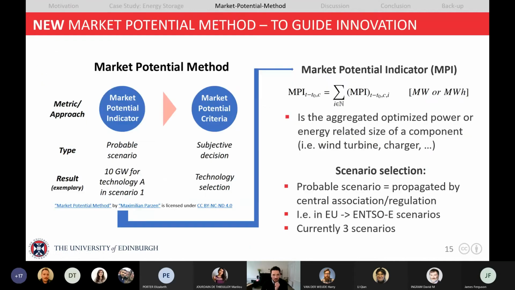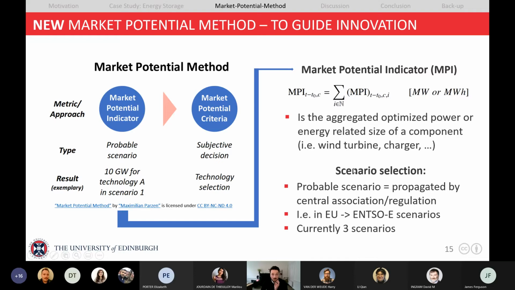So why are we assessing the LCOS? We basically said, maybe we should focus on the quantity which we receive out of the optimization, and analyze it systematically. So that's where we come up with the market potential method. It's just a systematic approach to analyze the quantity of our optimization results. First of all, we have this market potential indicator, which is just the size of the optimized volume. And we say we need a probable scenario, and a result could be a certain quantity. The market potential indicator is just the aggregated amount from these 181 nodes, so really all the volume which is optimized. It could be for wind turbine, charger, or whatever technology.